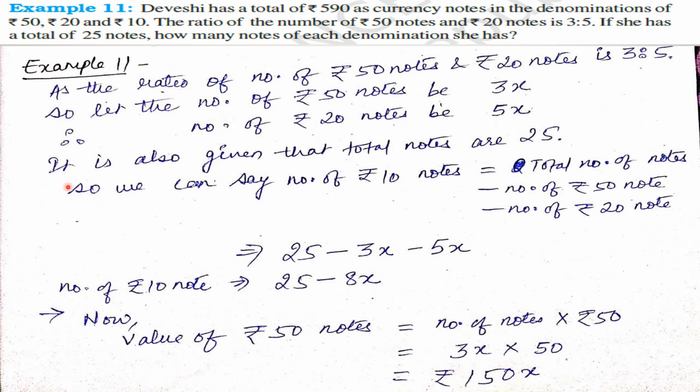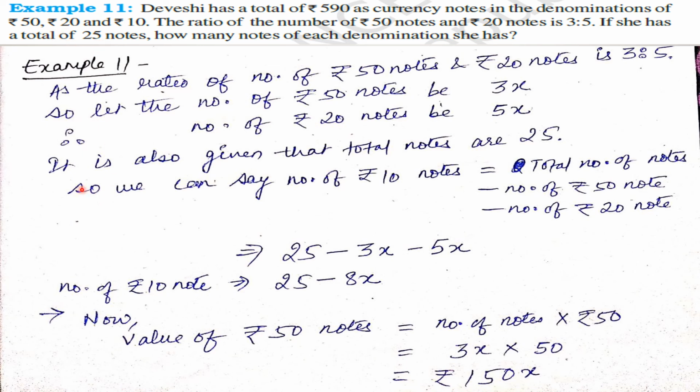Now, what about 10 rupee notes? Nothing is given about that. Yes, they told us the ratio of 50 and 20 rupee notes, 3:5. We found their numbers in terms of x. But they didn't give anything about rupees 10 notes. Now what to do? One hint is there. Total number of notes is 25. Very easy. If you know the number of notes of 50 and 20, can't you subtract it from 25?